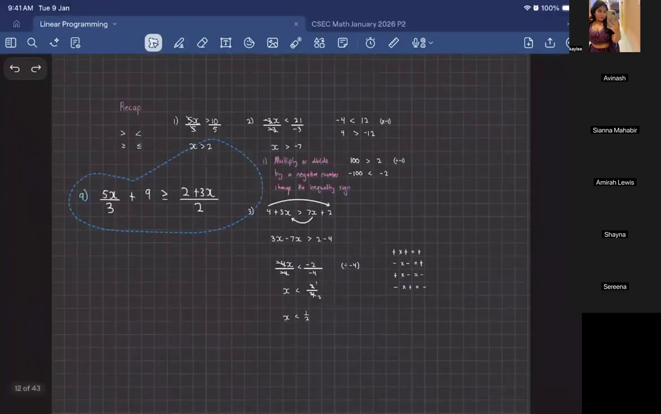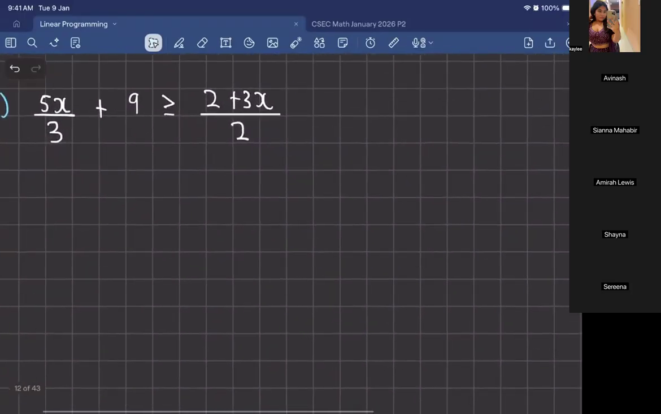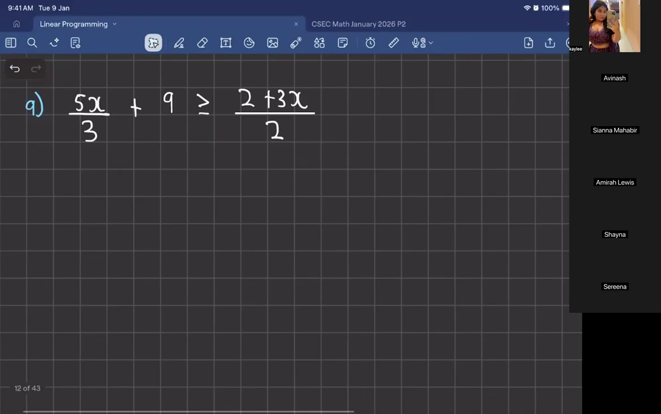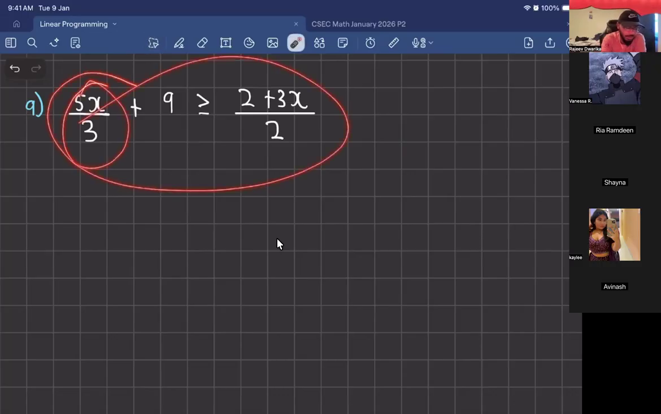Let's do a tricky question. First things first, guys, do we like working with fractions? Yes or no? Nope. No, we don't like that. So what are the fractions in this question?